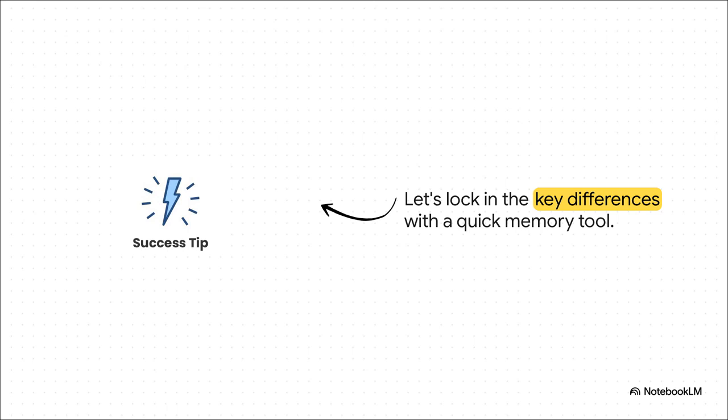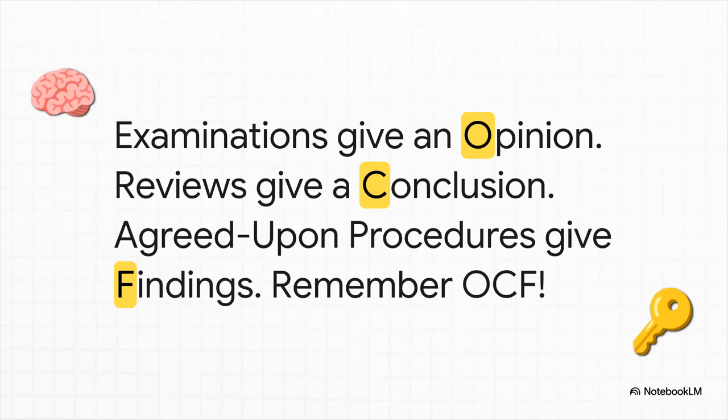You know, sometimes the simplest little mnemonic device can make all the difference in the world when you're under pressure trying to remember these details. And here it is. It's super simple. OCF. Examinations give an opinion, reviews give a conclusion, and AUPs give findings. OCF. Just drill that into your brain. It's a super easy way to keep the 3 different report types straight.